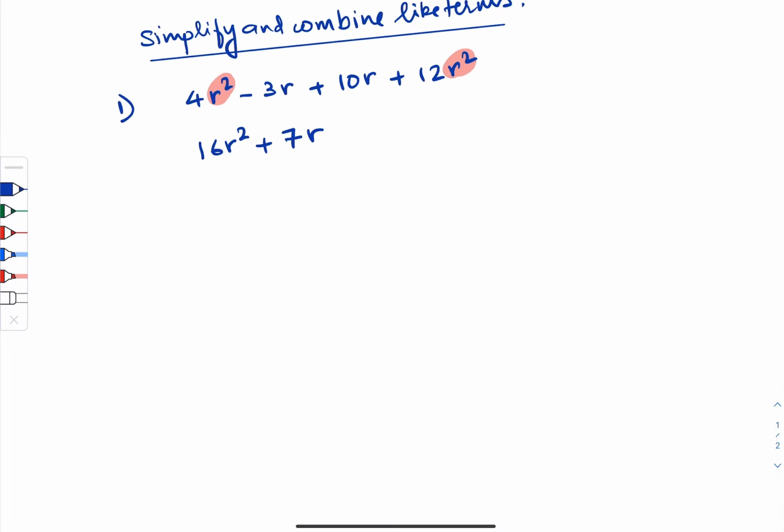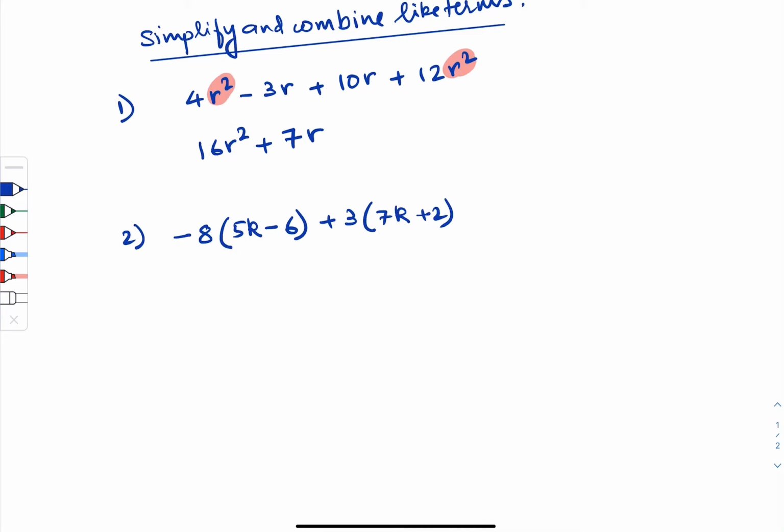Let's take a look at another one. So this time I have negative 8, and now in parentheses, I have 5k minus 6, plus 3, in parentheses, I have 7k plus 2.